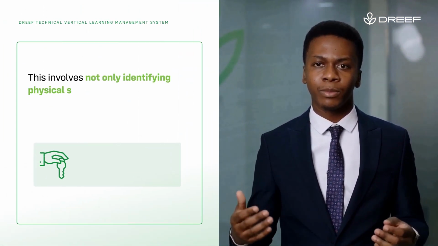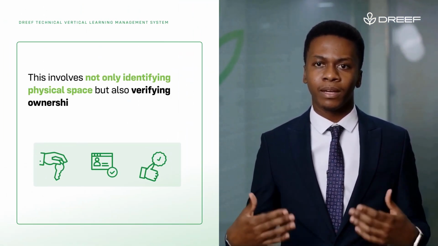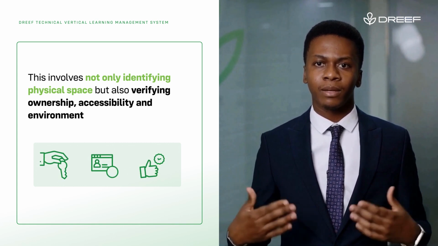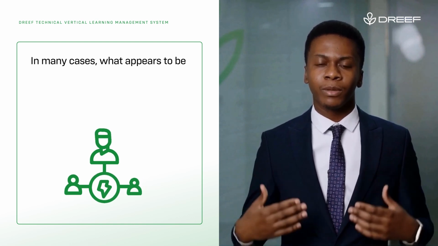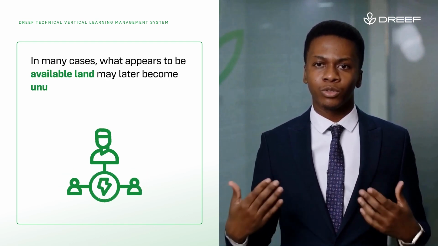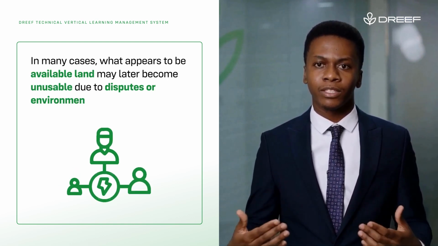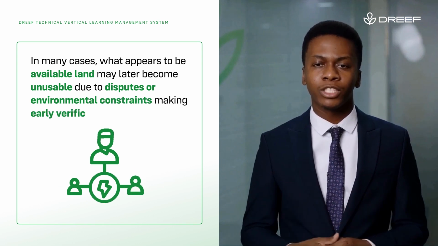Simultaneously, the team evaluates land availability for key components such as solar arrays, battery storage systems, and control rooms. This involves not only identifying physical space but also verifying ownership, accessibility, and environmental suitability. In many cases, what appears to be available land may later become unusable due to disputes or environmental constraints, making early verification essential. The most critical component of this module is load assessment.